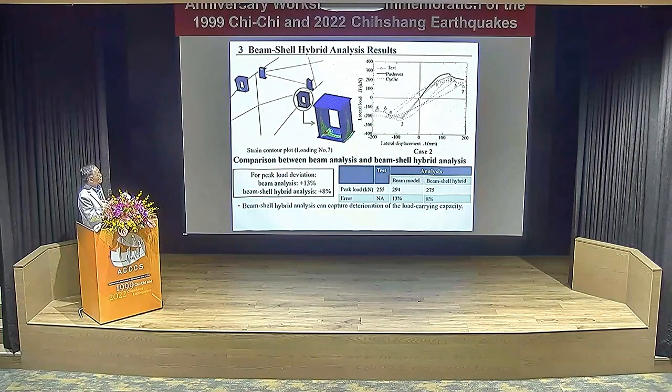And then we also use the beam-shear hybrid analysis, and here it shows the results. And this is a critical part. We use the shear element to model, and the pushover analysis results are compared with the test results here. For the peak load, the beam analysis is quite a bit larger than the test results. But for the beam-shear hybrid analysis, it is a little bit larger, but it is close to the test results.